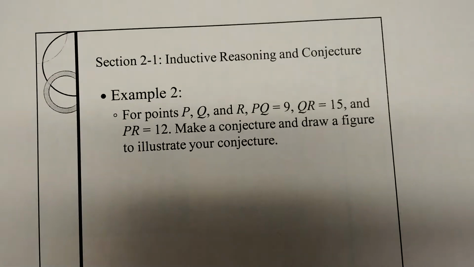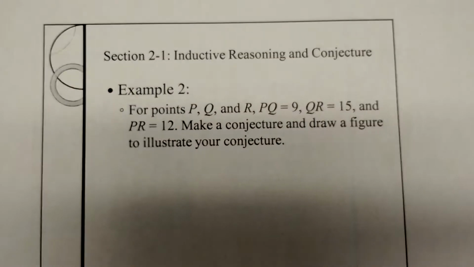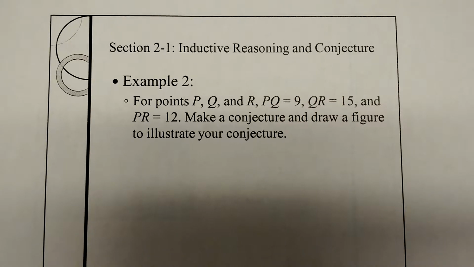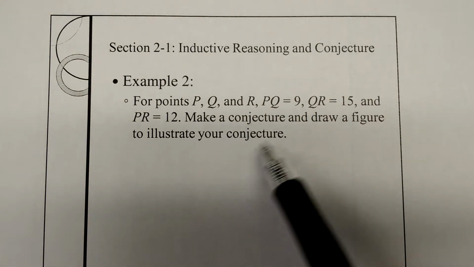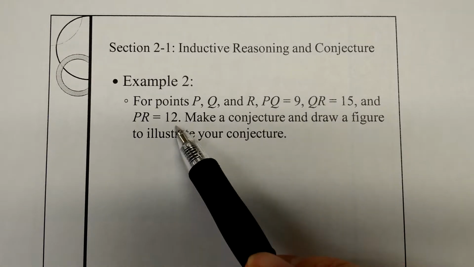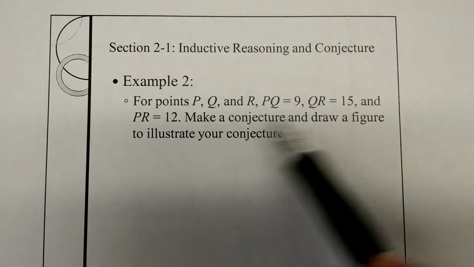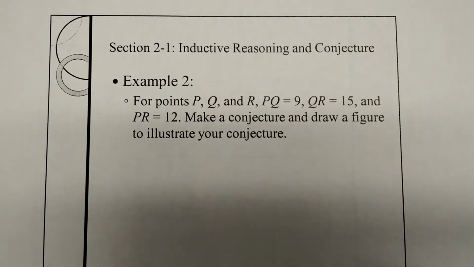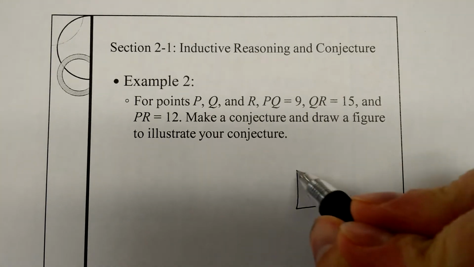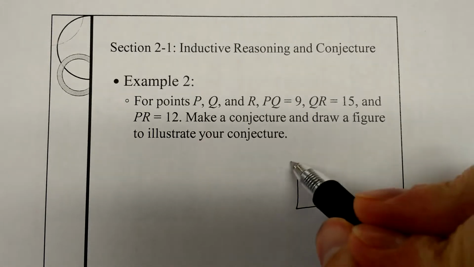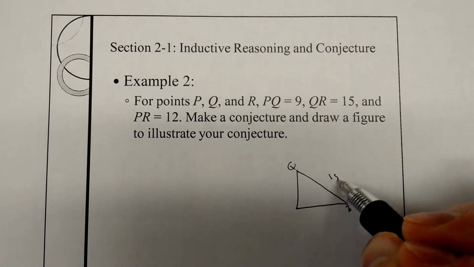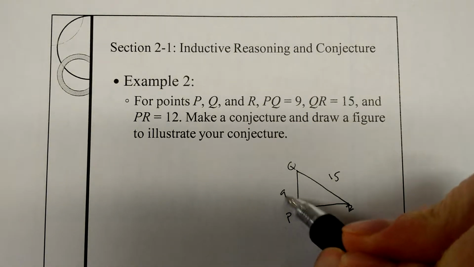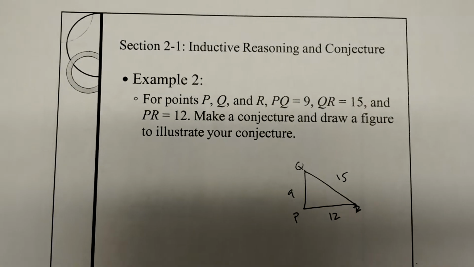Alright, so example 2: for points P, Q, and R, PQ is 9, QR is 15, and PR is 12. Make a conjecture and draw a figure. So if you notice, they can't all be on the same line because the sum of two of them doesn't add up to the third. 9 plus 15 isn't 12, 15 plus 12 isn't 9, and 9 plus 12 isn't 15. So that means they have to be in a triangular shape. Since QR is the longest, it would be here, which means P has to be here. So PQ is 9, PR is 12.